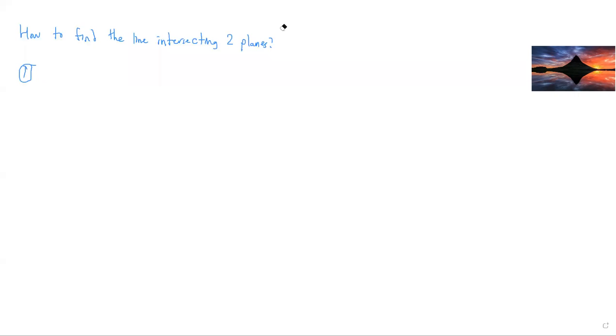Okay, sorry about that. So there are two ways you can find the line of intersection with two planes. The first way is the simple old linear algebra method.